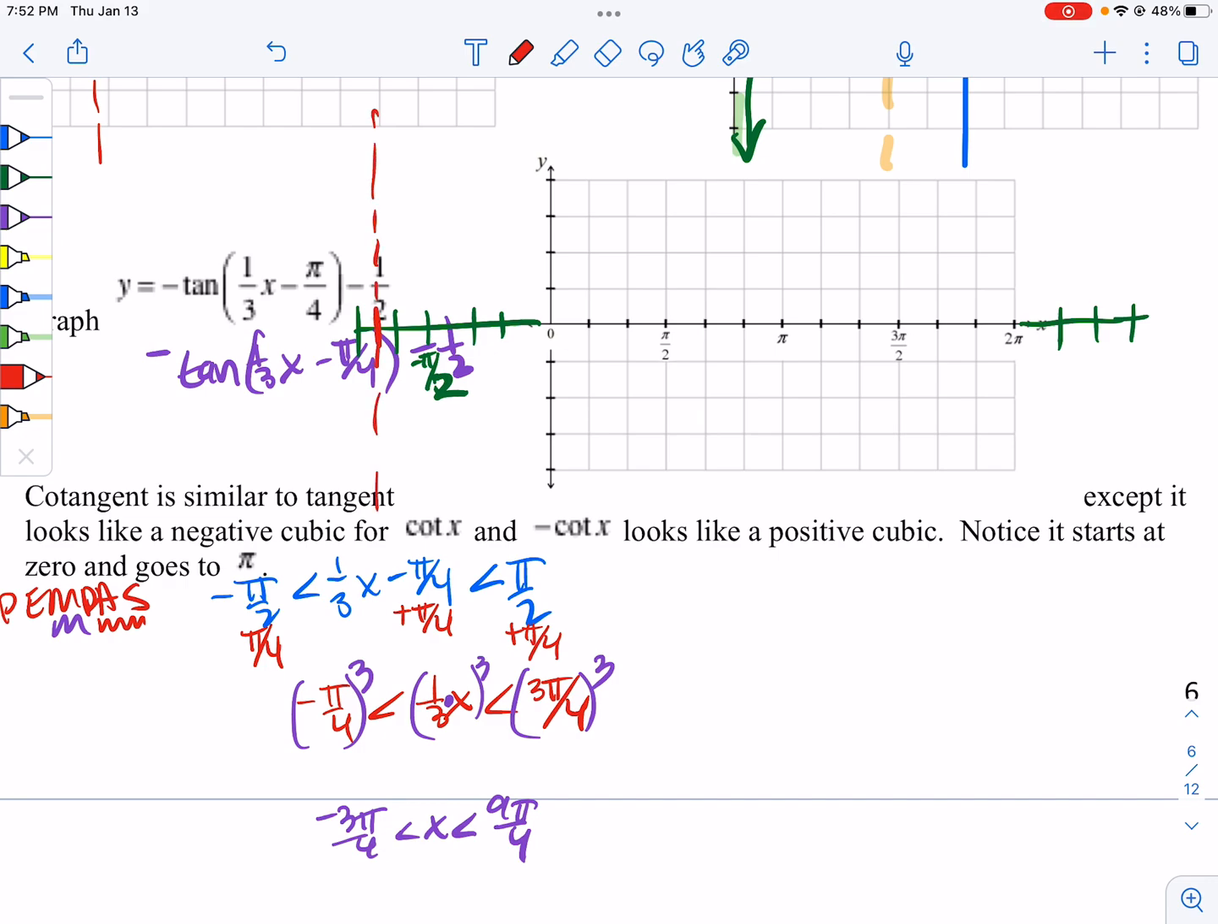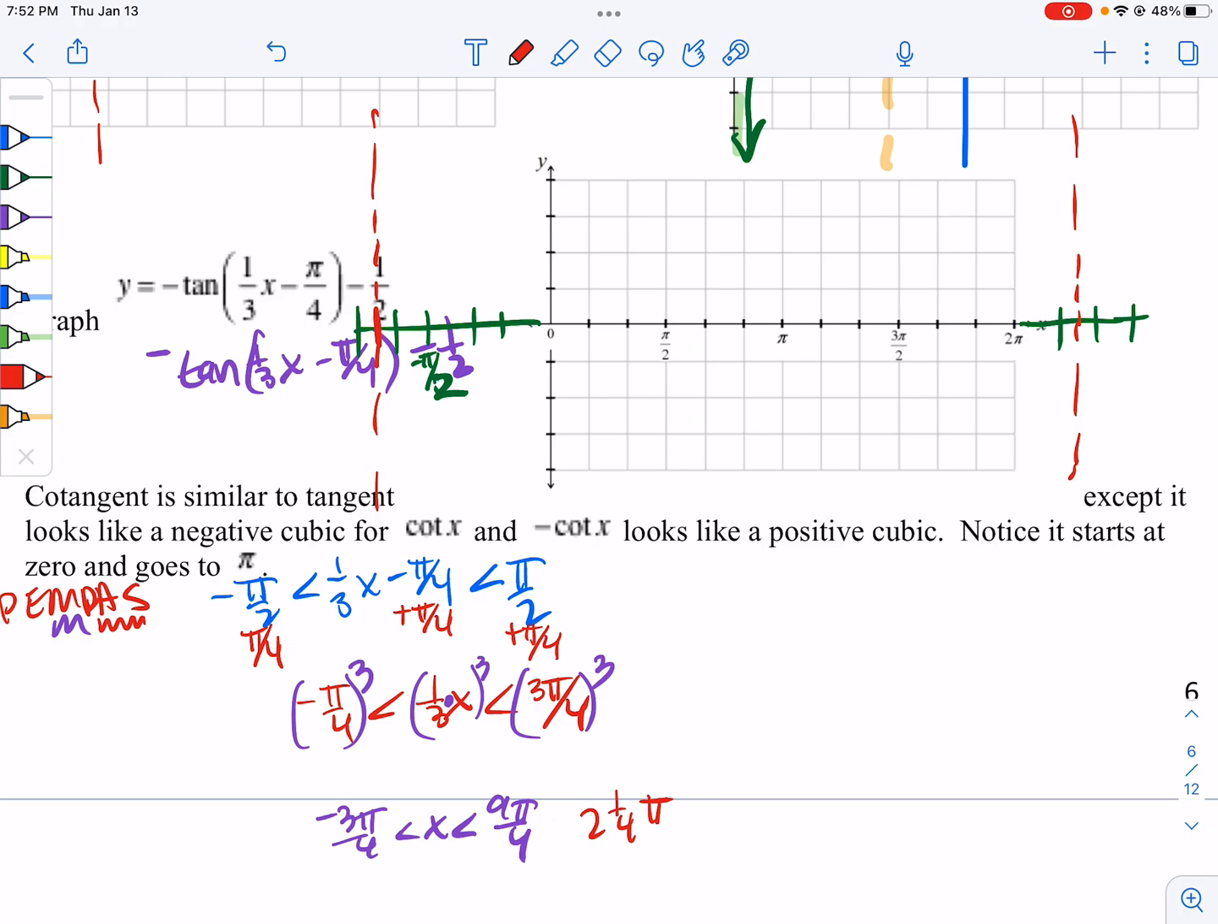And then the other asymptote is at 9 pi fourths, which is the same thing as 2 1/4 pi. So we're going 1/4 more. Well, 1/4 is half of this amount because that's pi halves. So it's going to be 1.5 tick marks past it. So 1 and then a half tick mark. So my other asymptote is going to be here.